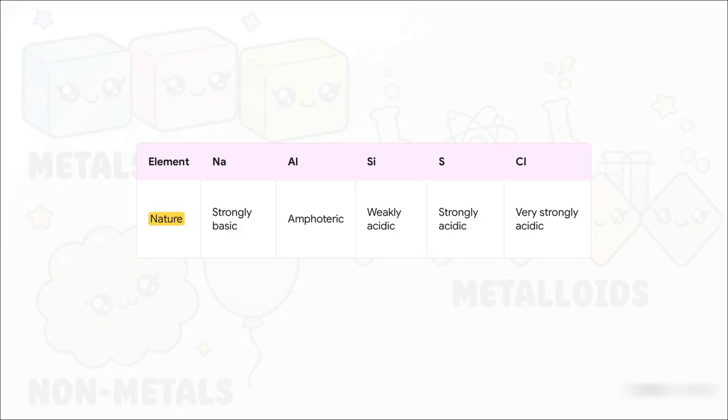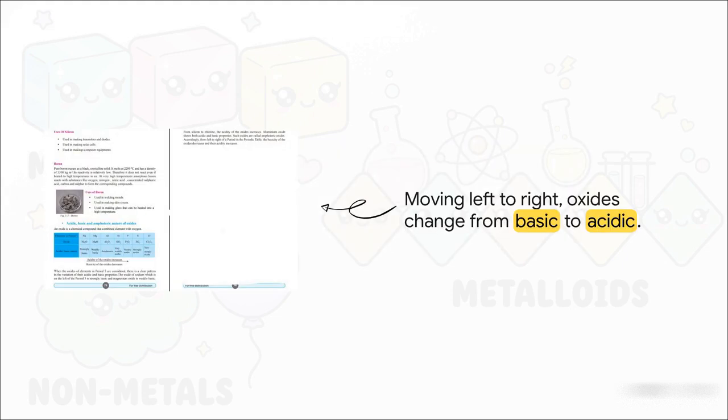To see this pattern in action, all we have to do is look at one single row of the periodic table, period 3. On the far left, we've got a classic metal, sodium. As we move across, we eventually end up at a classic nonmetal, chlorine, on the far right. This table shows us what happens when each of them forms an oxide. And there it is, the big aha moment. As you move from the metals on the left to the nonmetals on the right, the nature of their oxides changes in a perfect, predictable pattern.